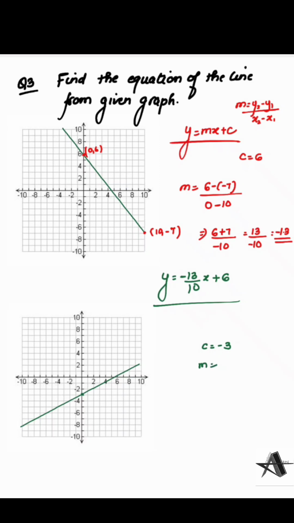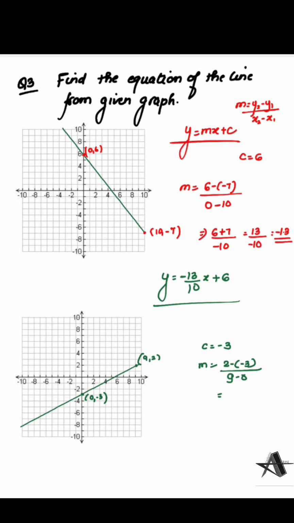Let me pick 2 points. One point is this one, 0 comma negative 3, and another point is this, which is 9 comma 2. Now change in y over change in x, y2 minus y1 over x2 minus x1, would be 2 minus minus 3 over 9 minus 0. This minus will become plus, so 2 plus 3 is 5.